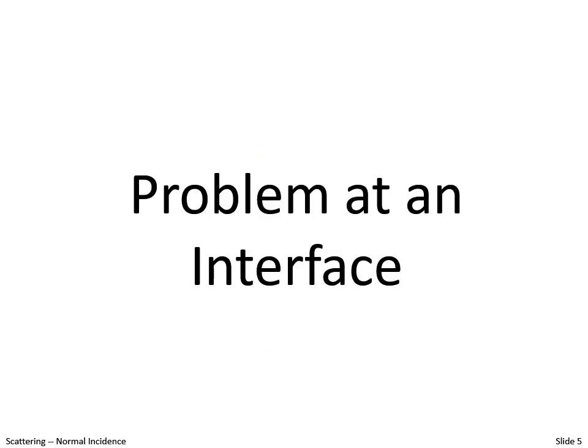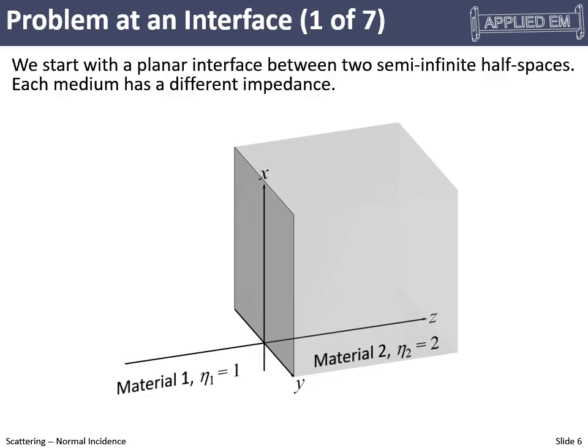Now let's discuss what's actually happening at that interface. So first, we set up an interface. We'll have a wave traveling in the positive z direction. It's traveling in air, and it hits some dielectric medium. And we see that the impedance is different on either side of the interface. We place the interface in the xy plane at exactly z equals 0. And so medium 1 extends off to negative infinity, and medium 2 extends off to positive infinity.